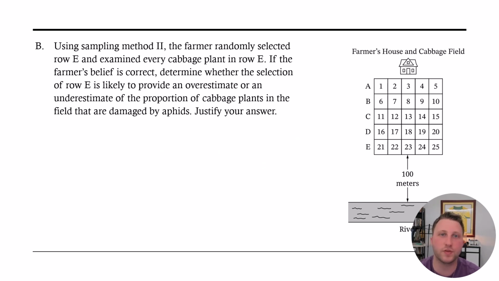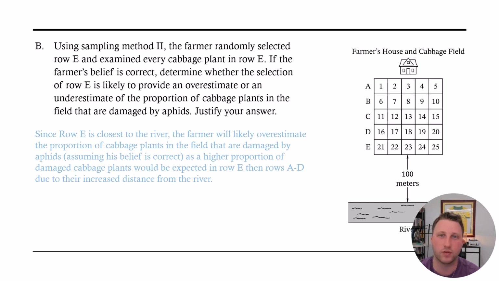Part B flips to looking at sampling method 2. And it says, using sampling method 2, the farmer randomly selected row E and examined every cabbage plant in row E. If the farmer's belief is correct, determine whether the selection is likely to provide an overestimate or an underestimate of the proportion of cabbage plants in the field that are damaged by aphids. And again, it wants us to justify.